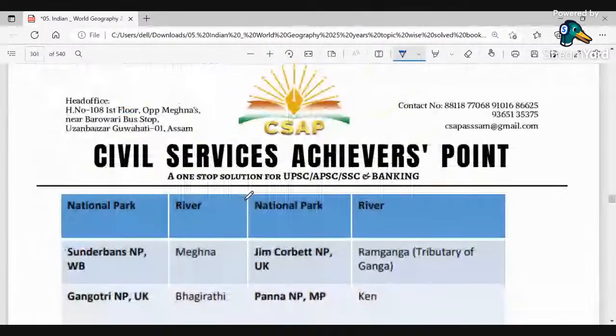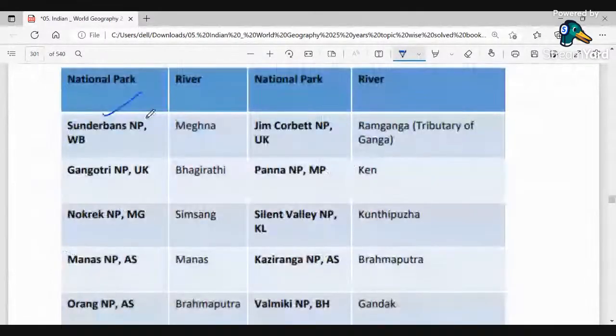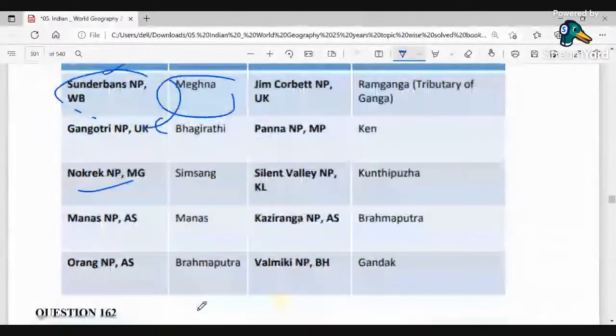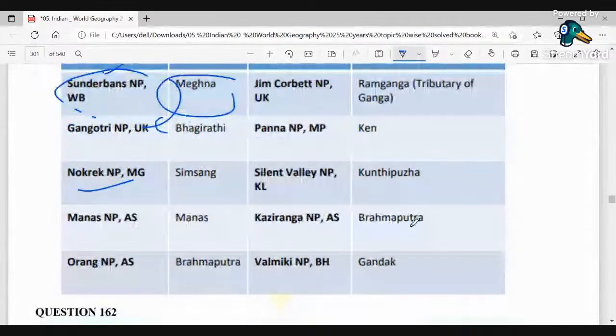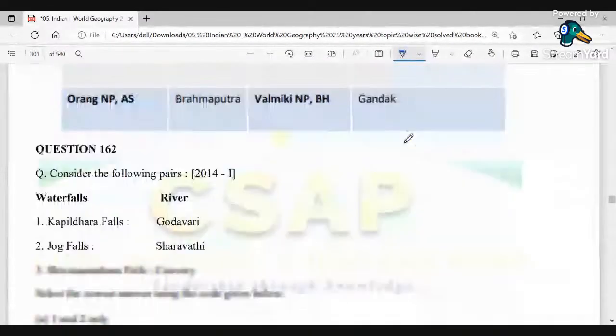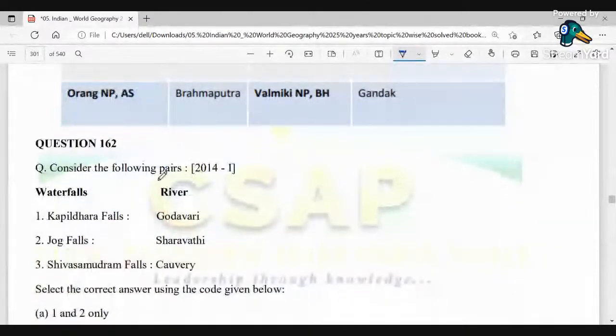So here you can see, like Sundarbans, we can see the Meghna River. Okay, then Gangotri, Bhagirathi, Nokrek, Simsang, Manas, Orang, Brahmaputra, Valmiki, Gandak, Kaziranga, Brahmaputra, Silent Valley, Kunti Puzha, Panna, Ken, and Jim Corbett, Ram Ganga. Okay, which is directly a tributary of the river Ganga. So that's the correct one over here. So therefore, here the option is none of the above options are correct.